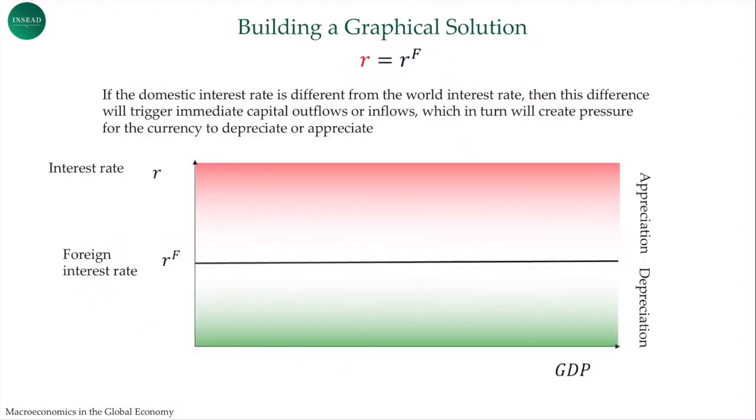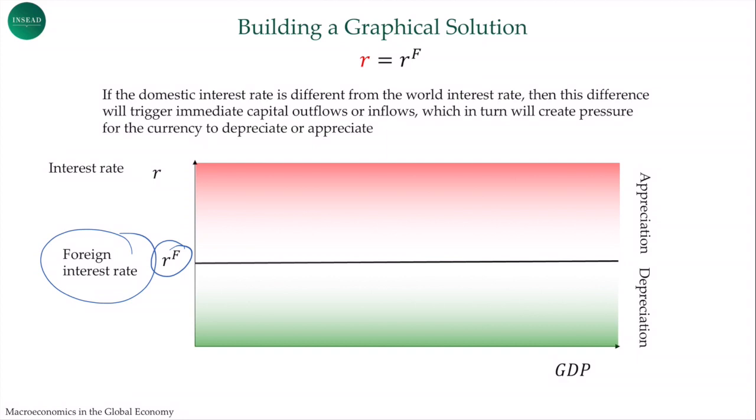And now we have the final curve. This curve is very easy to represent. It's just a horizontal line because there's no GDP in this equation. We just have one number, which is the foreign interest rate. And if we plot it here, we're going to see this horizontal line. But now we need to think carefully about what we learn here.